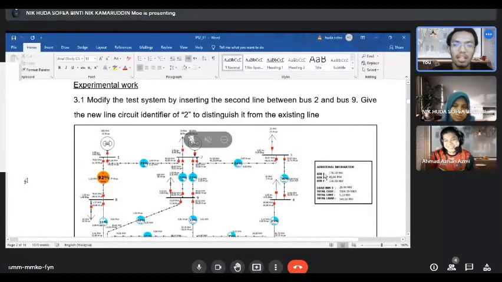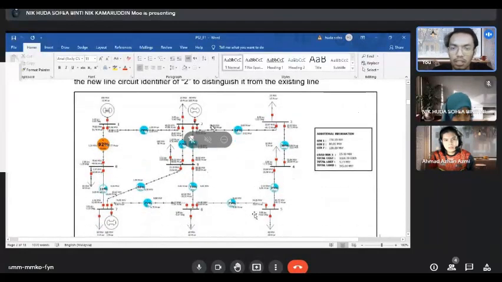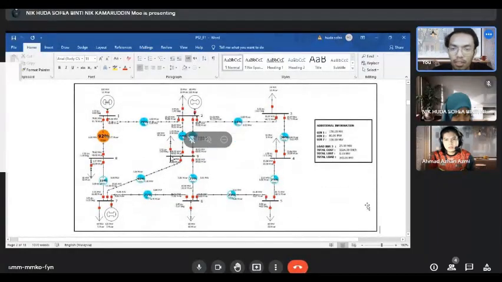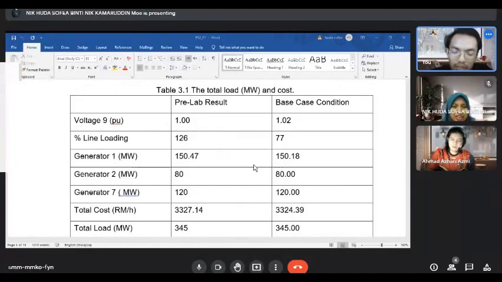As the figure shows, we need to modify the system by inserting the second line between bus 2 and bus 9, giving the new circuit. You can see bus 2 and bus 9 and the additional information within the diagram. As you can see, the result increases. So for table 3.1, we can see the total loss, MW and the cost.